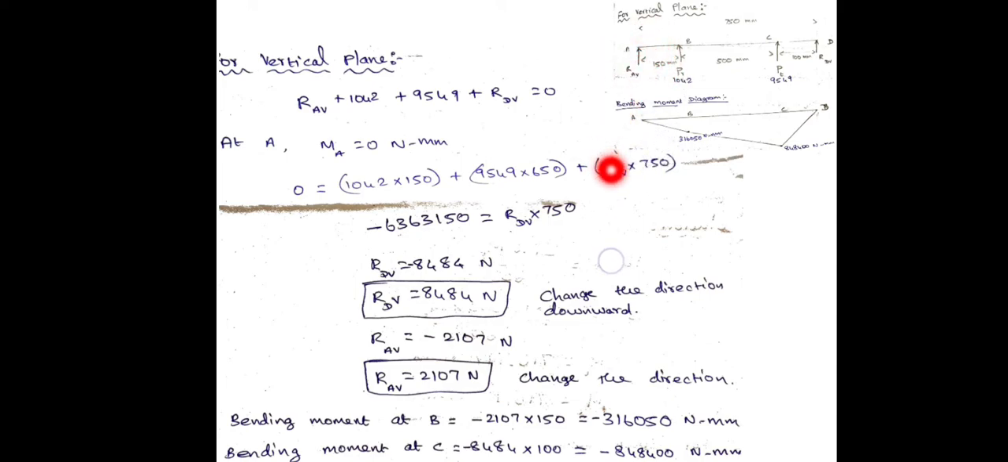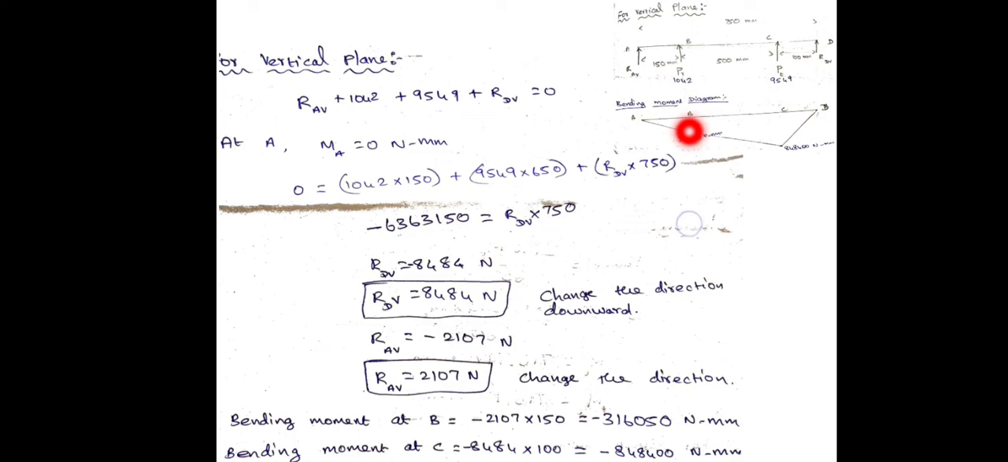Now we have to draw the bending moment. Bending moment at A and at D is 0, so we will find the bending moment at B and at C. For bending moment at B, if I come from this direction I have two forces, but if I come from the other direction I have only one force. So I am coming from the left side.